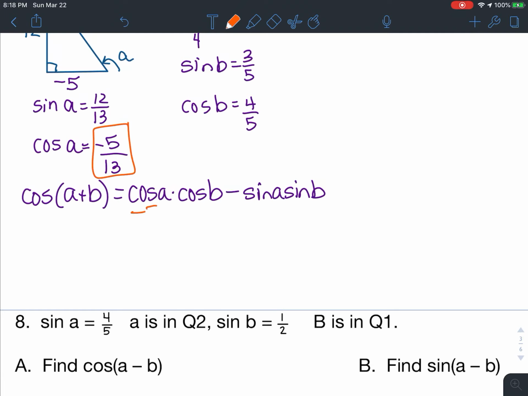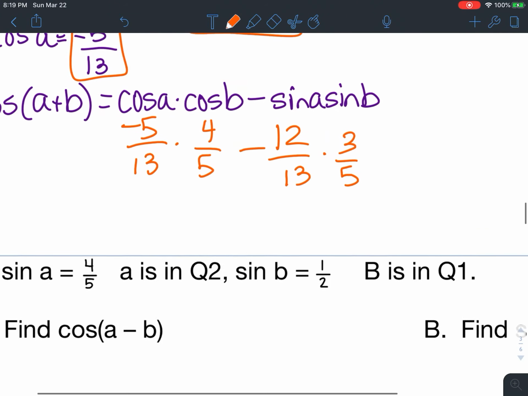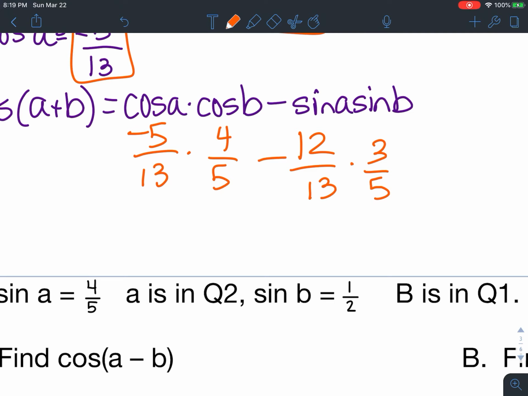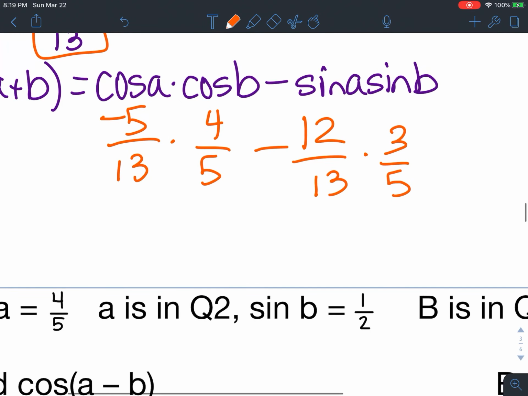So cosine of A is -5 over 13. Cosine of B is 4/5. Sine of A, 12 over 13. And sine of B, 3/5. You never had to know what A and B were. So you got to let that go. Don't pick up your calculator. Don't do inverse cosine. Nobody actually cares what A and B are. You just have to worry about what the cosine of A plus B is.